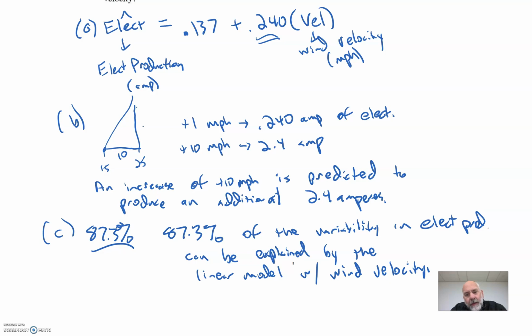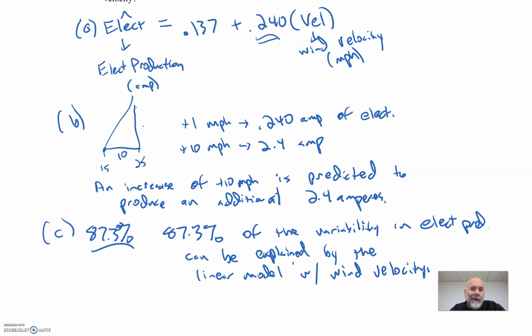And how much of that difference is based on the wind velocity, and how much is due to other factors? The fact that some windmills are producing more, some producing less, that variability, 87.3% of that variability is about the wind velocity. That's making a huge difference in how much these windmills are producing different amounts of electricity. And maybe there's other factors.